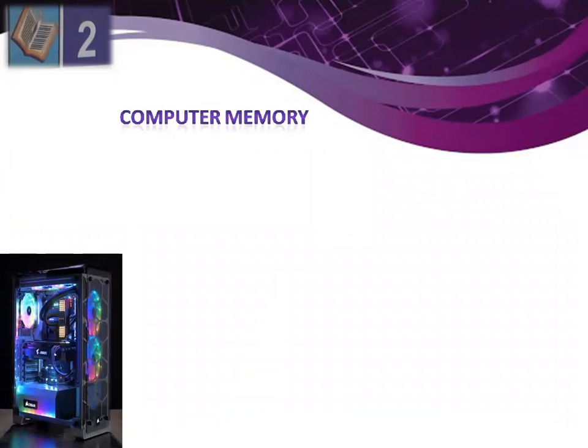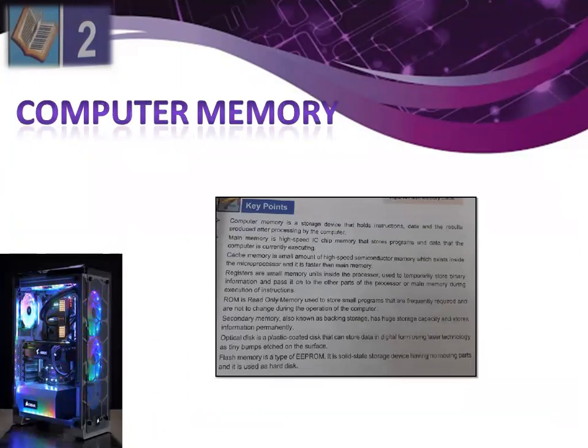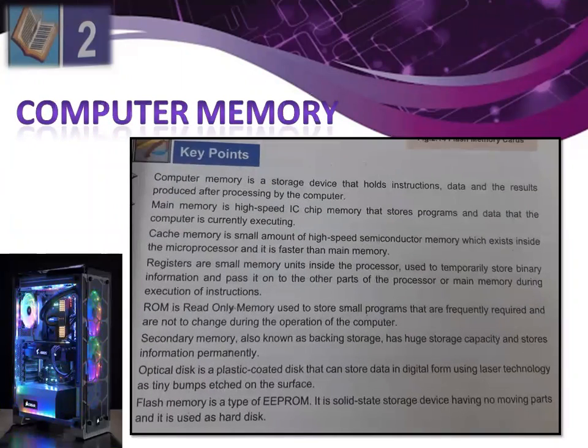So dear students, Alhamdulillah, we have finished chapter number 2. The important points we discussed in this chapter: computer memory is a storage device that holds instructions, data, and the results produced after processing by the computer. Main memory is a high-speed IC chip memory that stores programs and data that the computer is currently executing. We also discussed that cache memory is a small amount of high-speed semiconductor memory which exists inside the microprocessor, and it is faster than main memory.